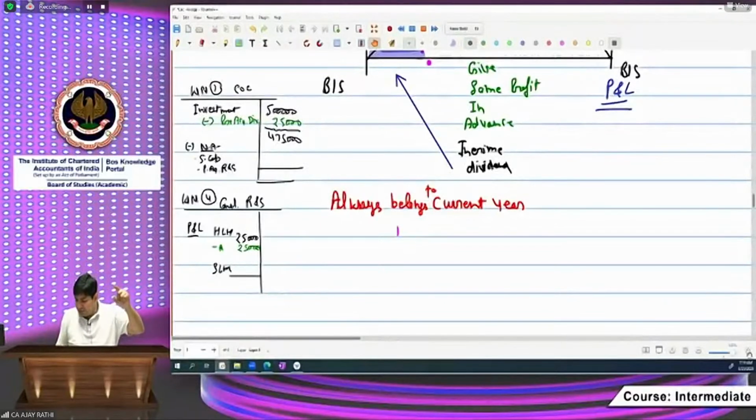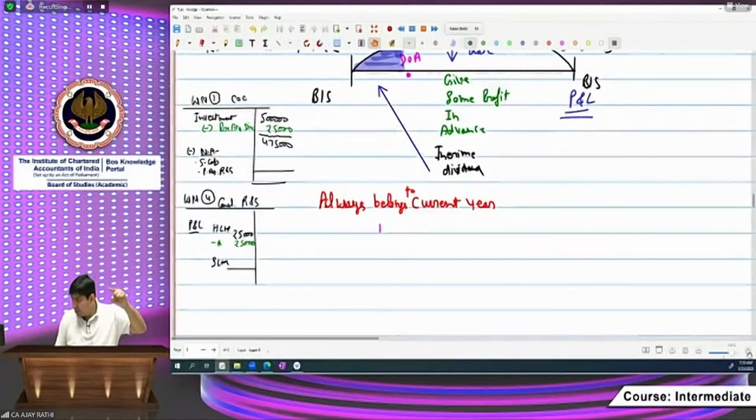Krishnan, beta, I am waiting only for you. Let me know, please. Tell me, everyone. Sorry, Krishnan, beta, I am waiting for you. Beta, tell me whether it is clear to you or not. You have asked the doubt.